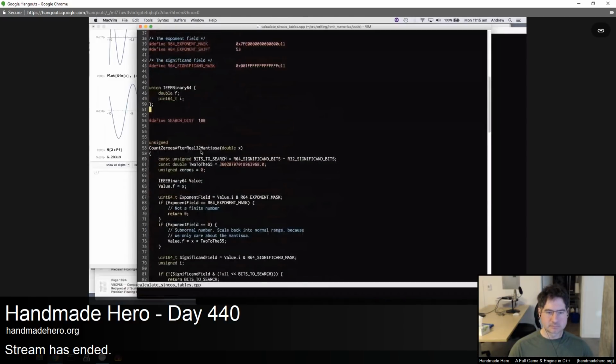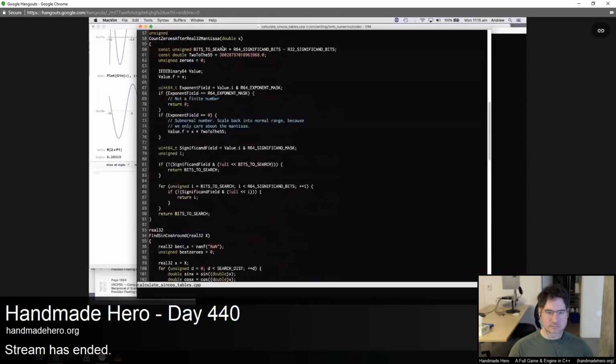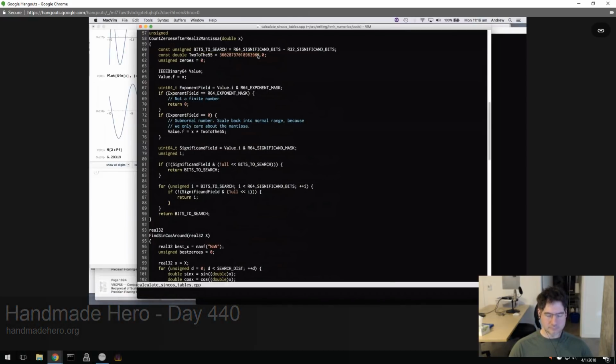And then here's the thing that counts the zeros after real32. I just did it as a loop. Again, if speed was what we cared about, we'd use bit scan reverse or something. And again, to handle the subnormal case, we use 2 to the 55 instead of 2 to the 23, which we used in the previous example. We don't adjust the exponent for that because we don't care about the exponent. We're just looking for zeros in the mantissa.